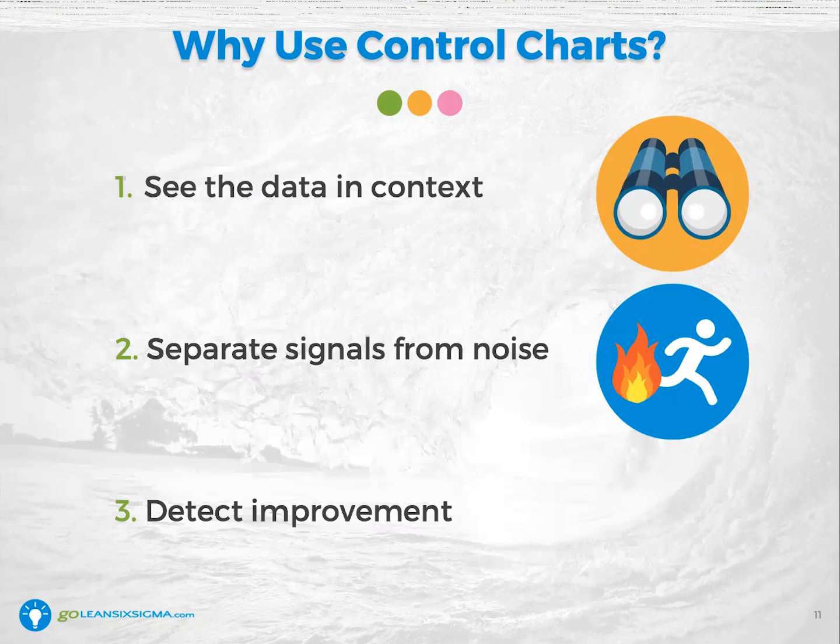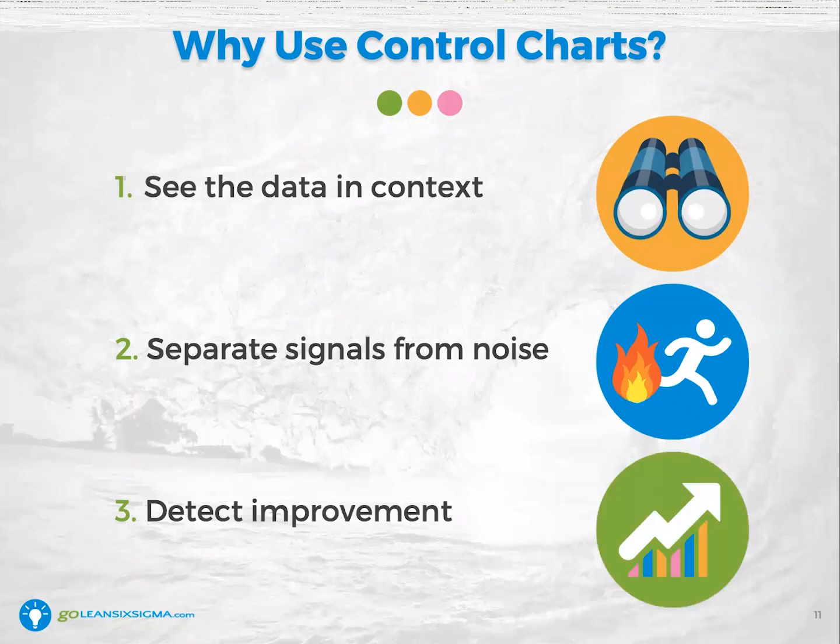Number 3, they let you detect improvement. Imagine a student trying to pull up their grades from a C average. They finally get a B and they're thinking, wow, I'm getting better at this schoolwork thing. But the next few semesters result in nothing but C's. So it was just a blip. We want to be able to detect improvement, and control charts can help us do that.